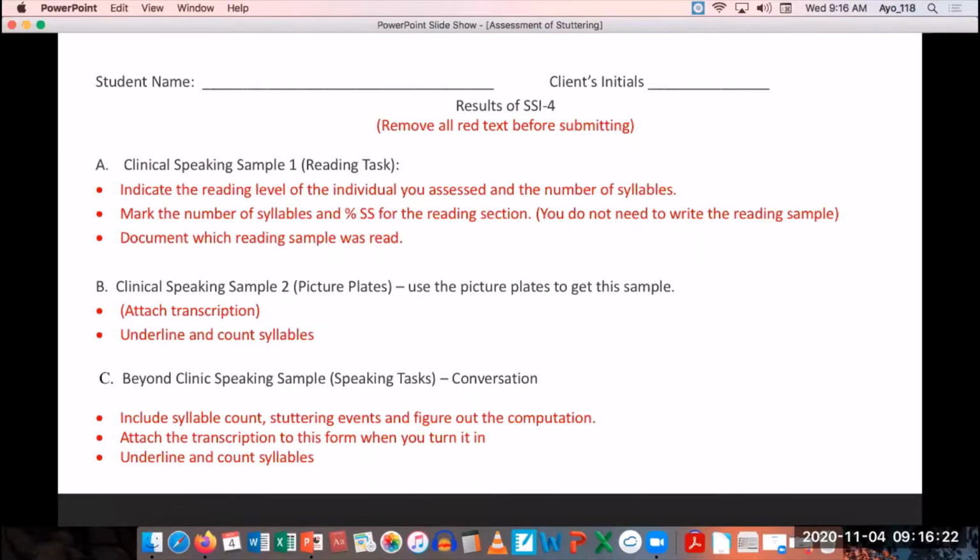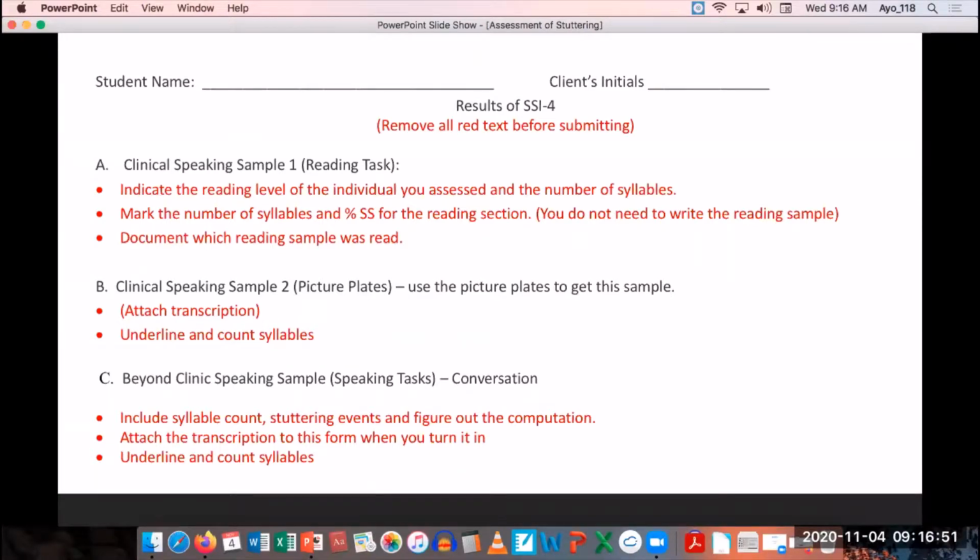Part B, clinical speaking sample. This is the picture plates. Use the picture plates to get the sample. Attach a transcription. This one you will transcribe, like we did the other day in that table. You can do the same thing. Put it in a table, transcribe it, and then underline and count the syllables.